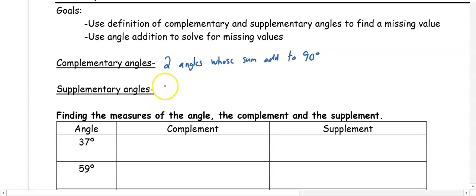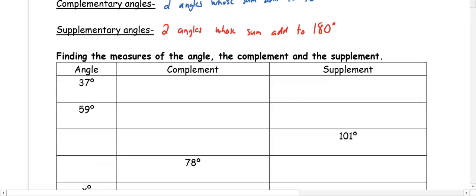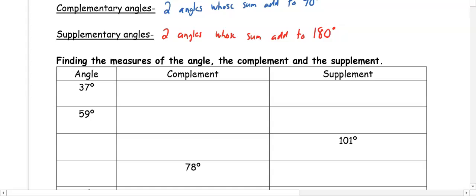and supplements are two angles whose sum add to 180 degrees. So in our first one here, we have an angle of 37 degrees. We want to find the complement and the supplement.